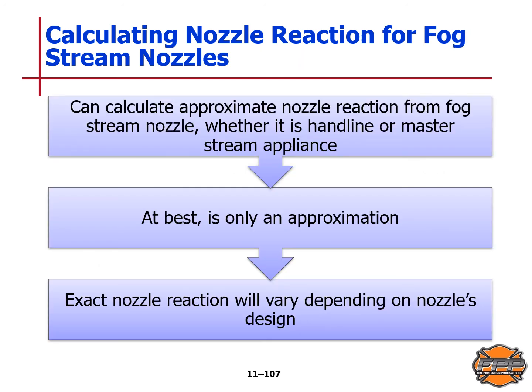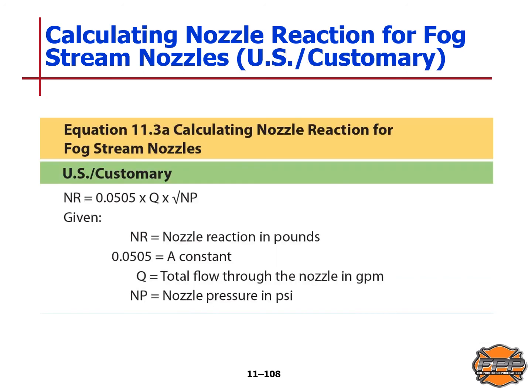You can calculate the approximate nozzle reaction from a fog stream nozzle, whether it is a handline or master stream appliance. At best, it is only an approximation. Each nozzle reaction will vary depending on the nozzle's design. Here's an example. Calculating nozzle reaction for fog stream nozzles. We did solid stream, now we're doing fog.